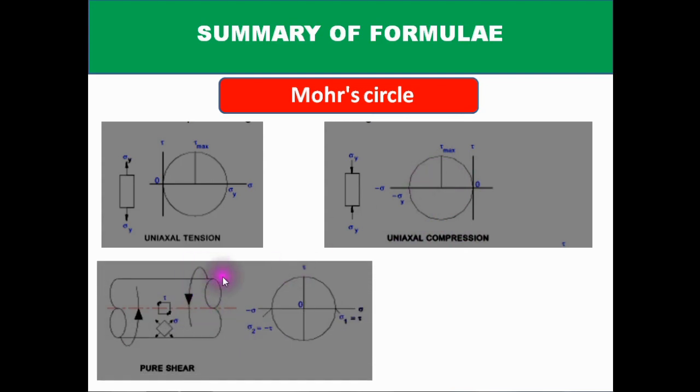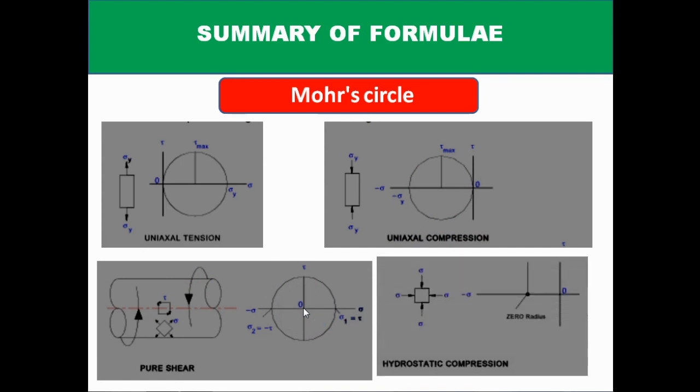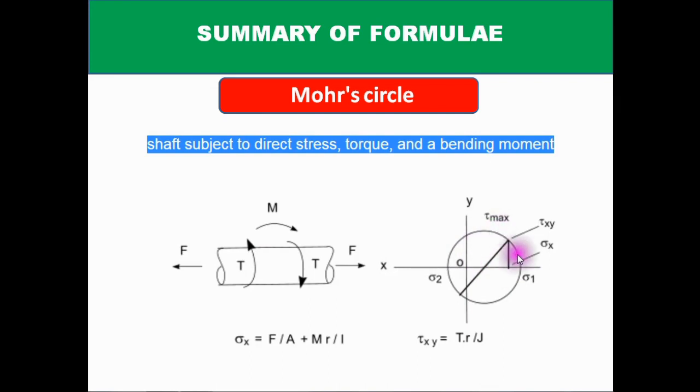In case of pure shear, the center coincides with the intersection of horizontal and vertical axis. That is, it coincides with the origin. In case of hydrostatic compression, Mohr circle becomes a point and lies on the left side, being a compression. This is a Mohr circle which represents when a shaft is subjected to axial force, bending moment and twisting torque.